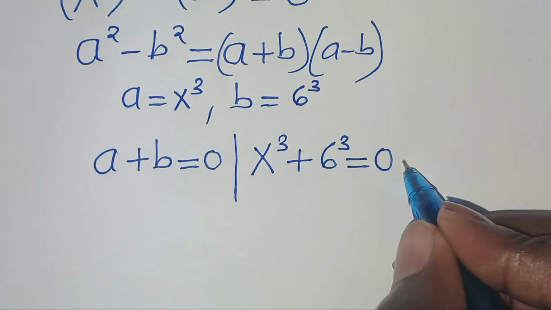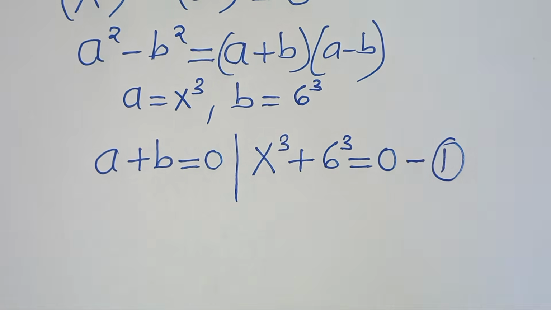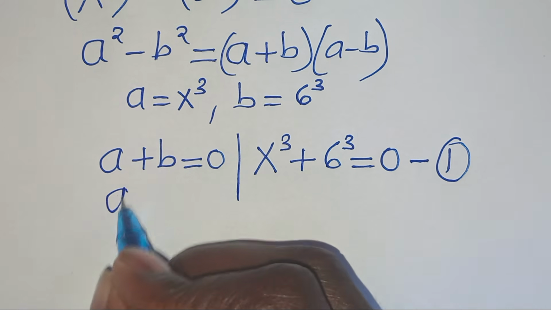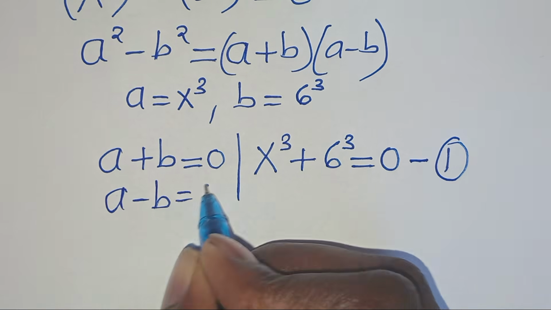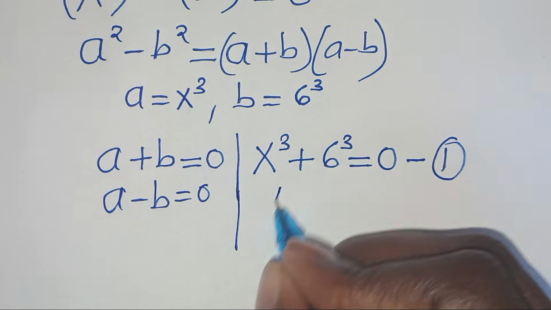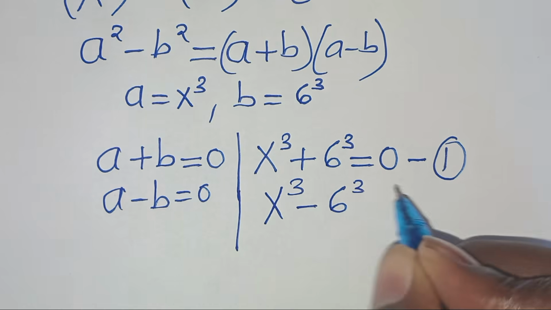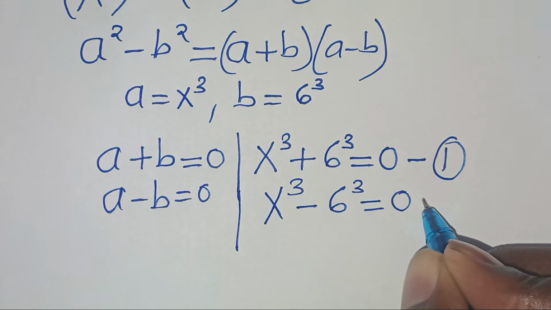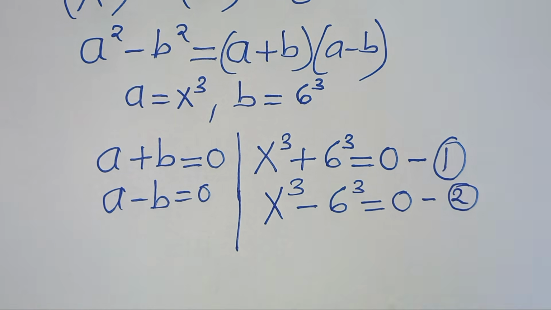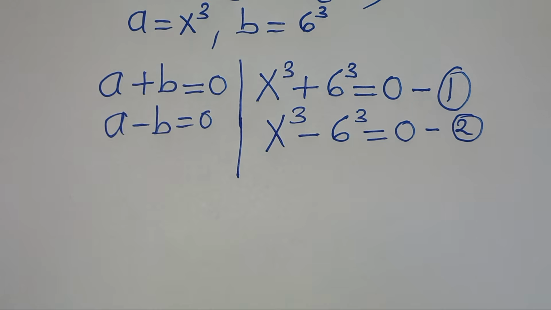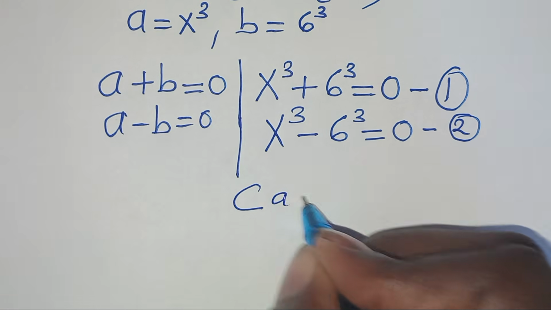So let's call this case 1. Then we have a minus b equal to 0, which is the same thing as x^3 minus 6^3 equal to 0. Let's call this case 2. Now let's start with case 1 from here.